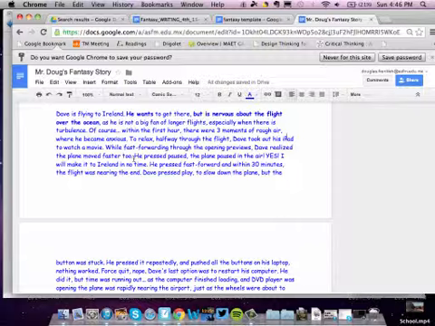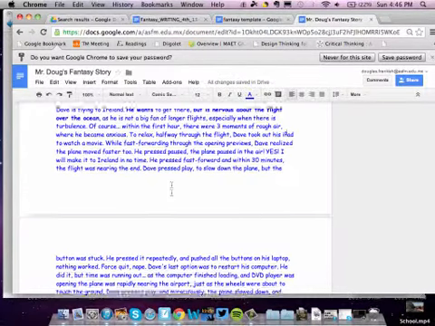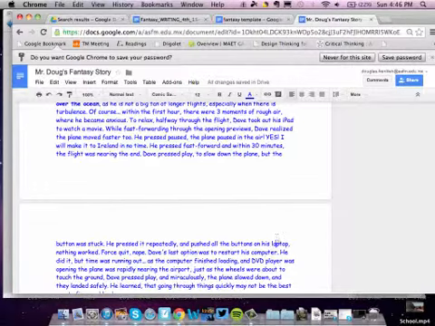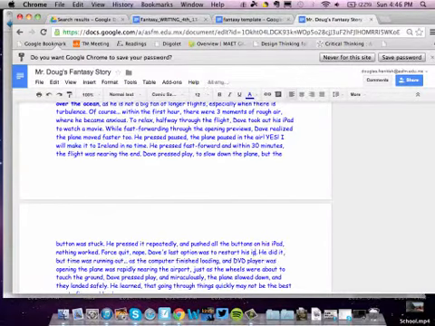Yes, I will make it to Ireland in no time. He pressed fast forward, and within 30 minutes the flight was nearing the end. Dave pressed play to slow down the plane, but the button was stuck. So again, this is part of the fantasy-based struggle that he's going through. He pressed it repeatedly, and he pushed all the buttons on his iPad. Nothing worked. Force quit. Nope. Dave's last option was to restart his iPad.